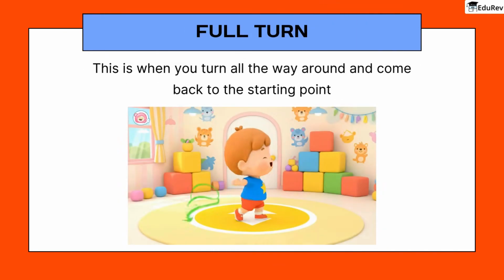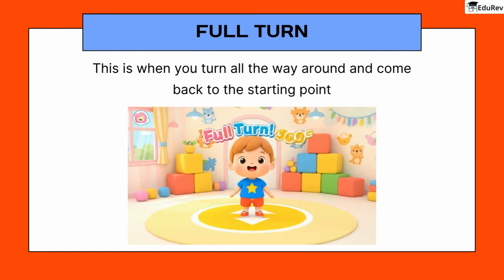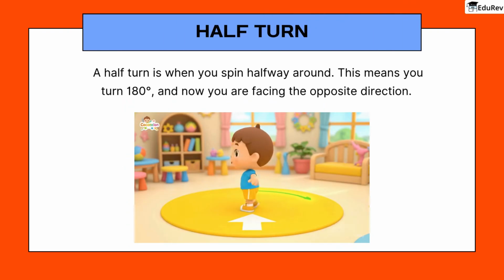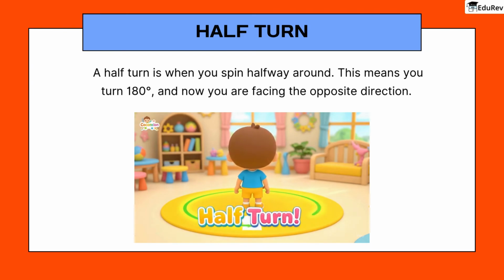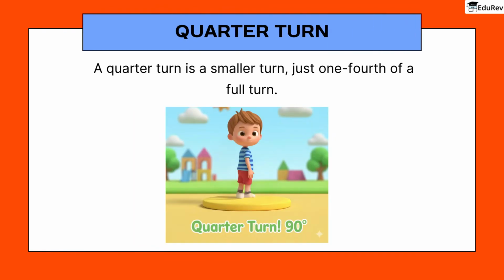Full turn. This is when you turn all the way around and come back to the starting point. Half turn. A half turn is when you spin halfway around. This means you turn 180 degrees and now you are facing the opposite direction. Quarter turn. A quarter turn is a smaller turn, just one-fourth of a full turn.